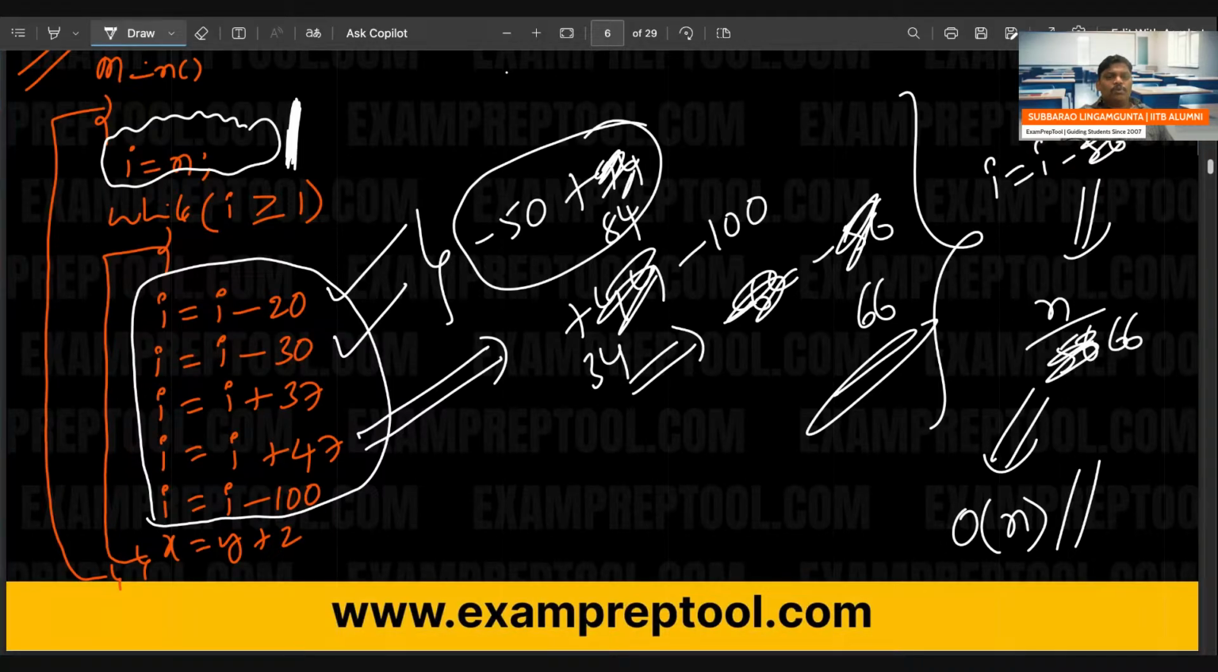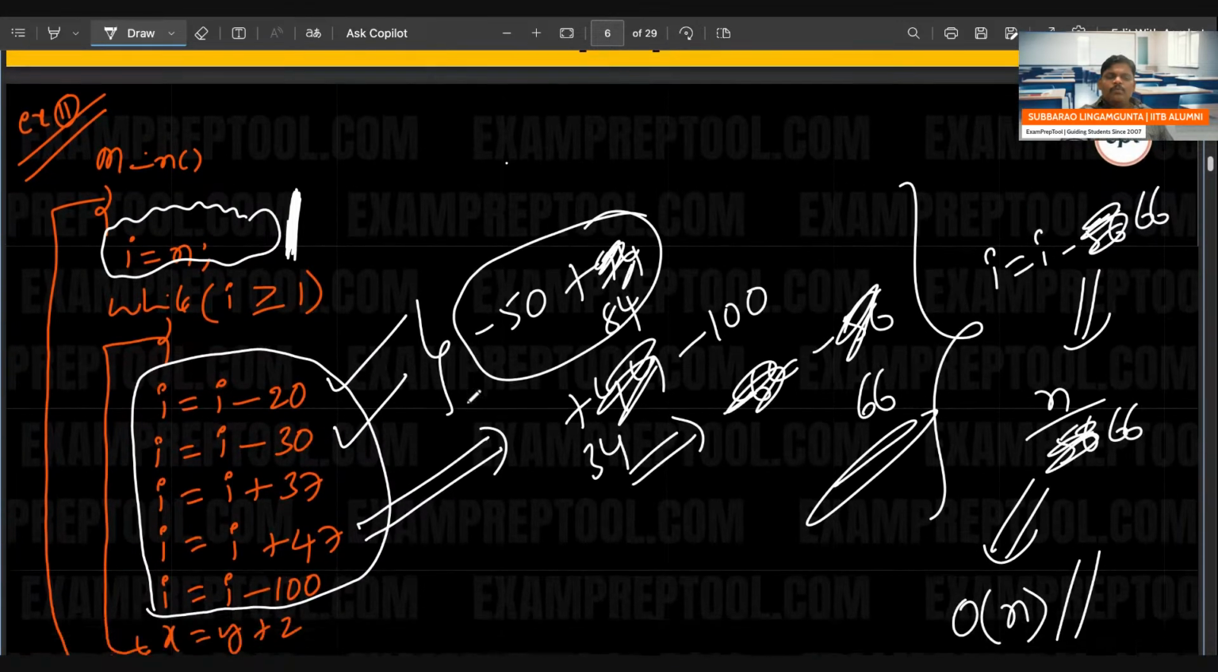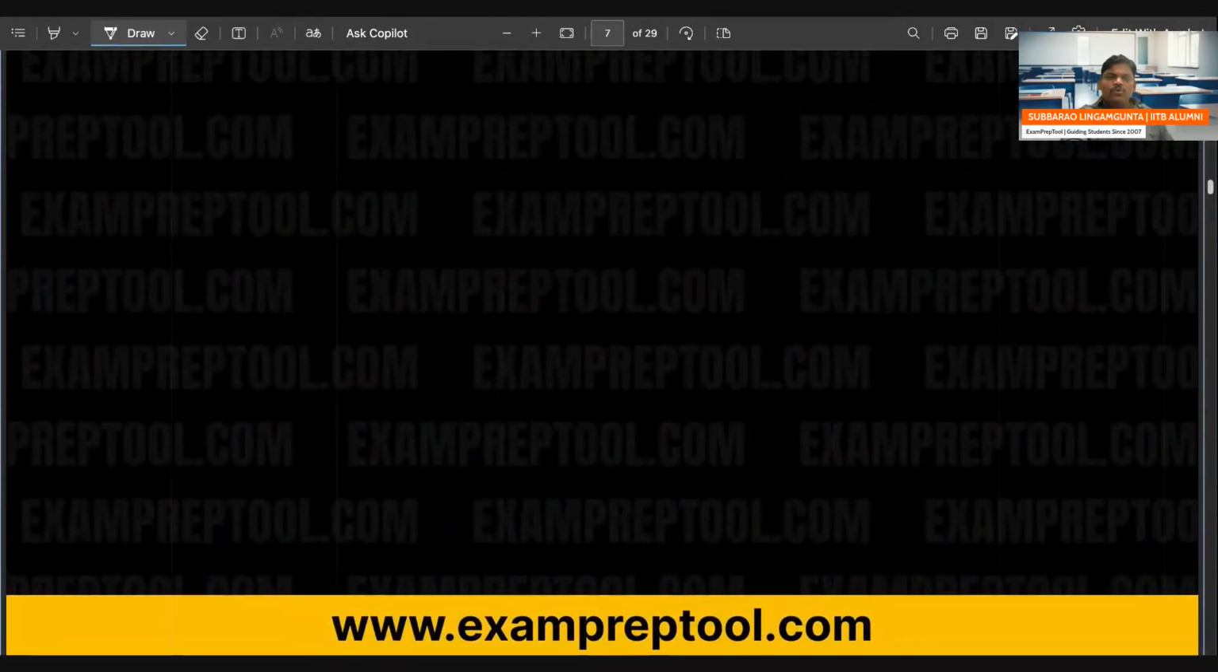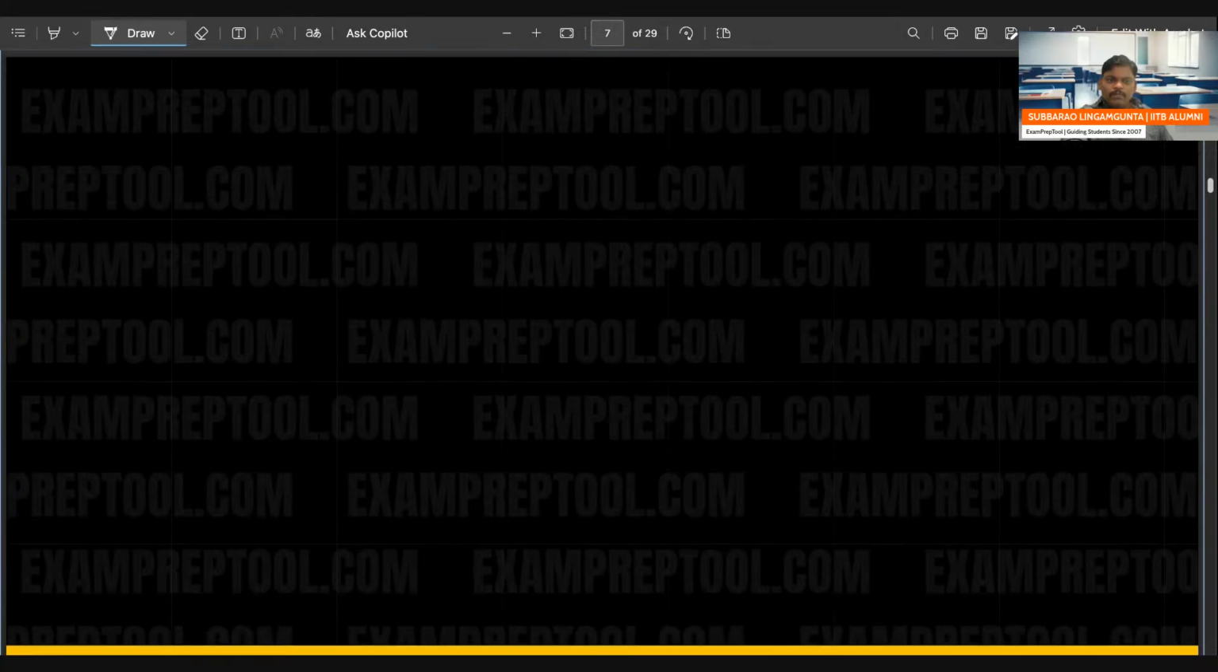Let's move to the next problem. Do calculations properly. I think example number 11 is also done. Let's go to example number 12. 11 is over, let's go to 12. Example 12.